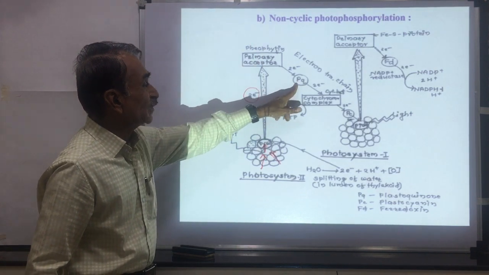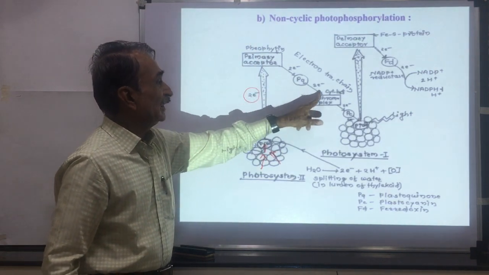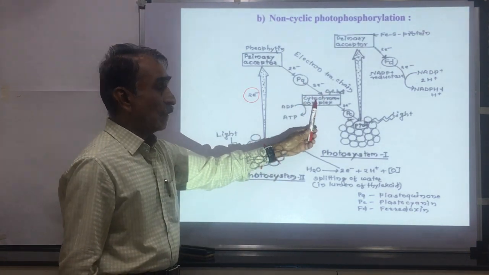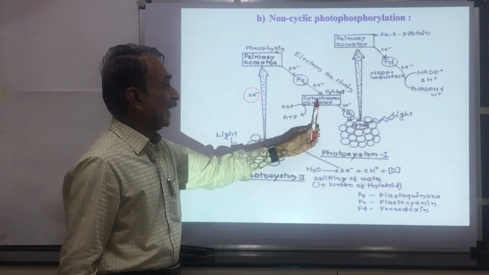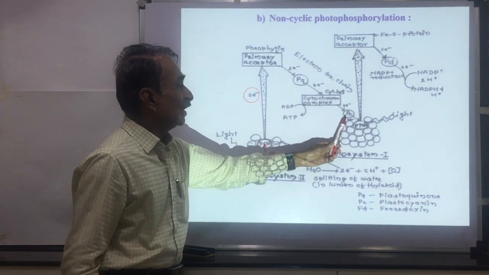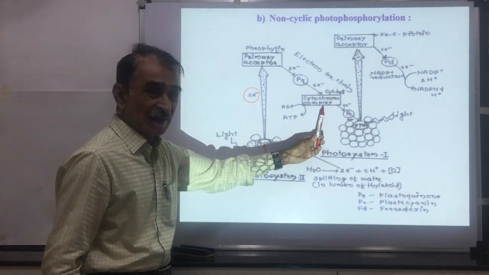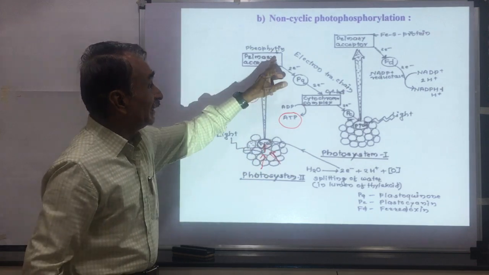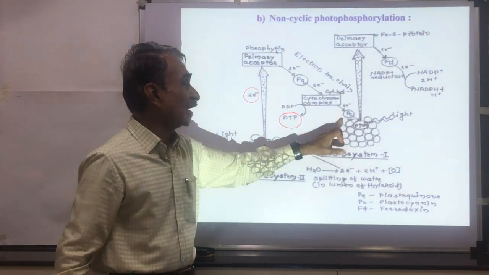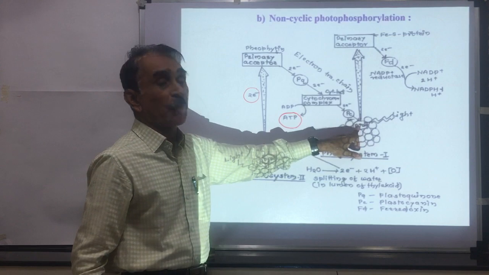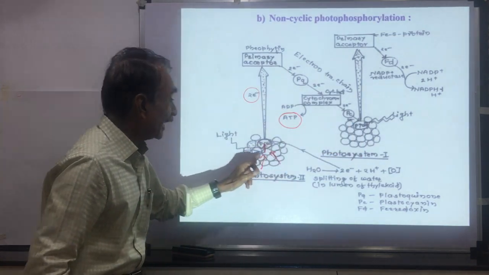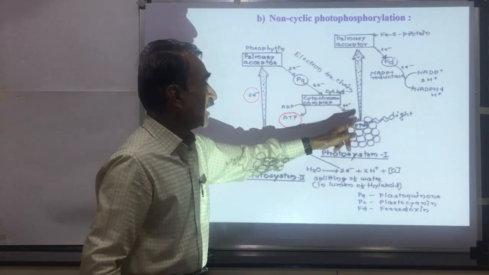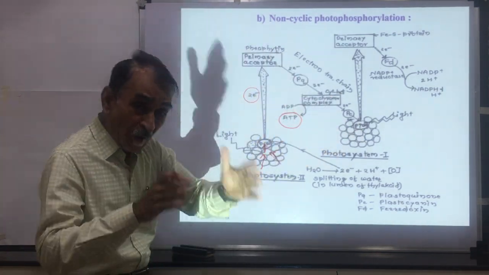Then these electrons are transferred to plastoquinone, then to cytochrome B6. This is the cytochrome B6 complex. During the transfer of electrons from cytochrome B6 to plastocyanin, they lose energy, which is used for the formation of ATP molecule. Then these electrons are transferred to photosystem first, that is P700. These are not cycled back to this place. These are originating here. These are not coming here. But these are transferred to P700.